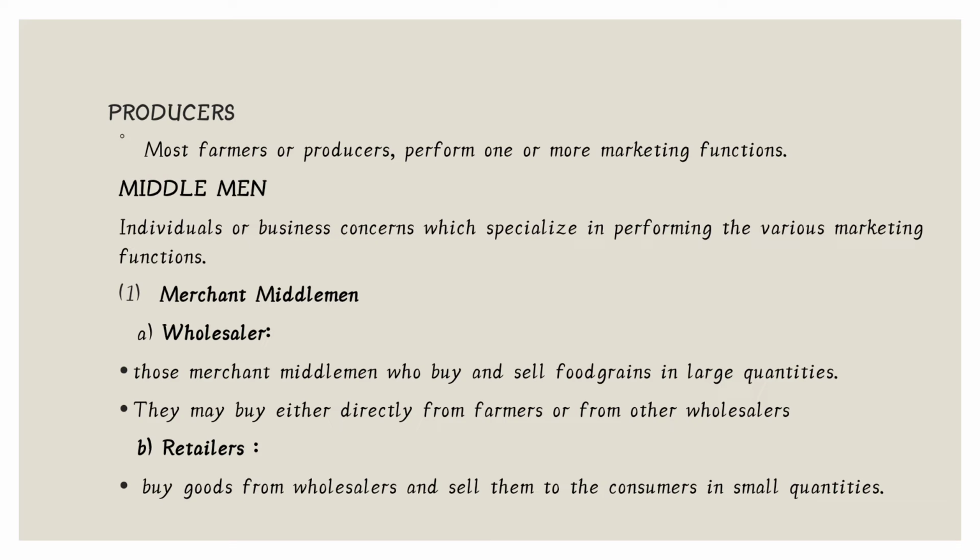Merchant middlemen are of two types, wholesalers and retailers. Wholesalers are those merchant middlemen who buy and sell food grains in large quantities. They buy either directly from the farmers or from other wholesalers, and they sell to wholesalers and retailers. They make a profit. They own godowns for storage of the produce. Wholesalers also perform functions in the market: they assemble the goods, sort them into different lots, equalize and regulate the flow of goods, finance the farmers, and assess the demand of prospective buyers and processors from time to time.